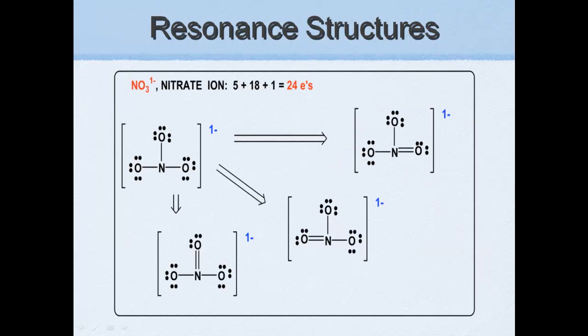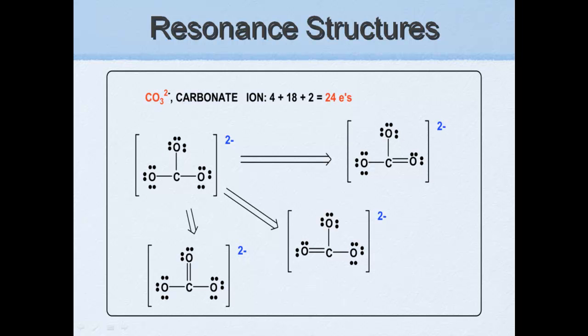The same thing occurs with the nitrate ion. Here with nitrate, it has 3 oxygens, 1, 2, 3. Nitrogen here does not have an octet, so it can have a double bond here, here, or here. So where do we put the double bond? Carbonate falls into the same pattern. 3 oxygens can have a double bond between carbon and oxygen here, between carbon and oxygen here, or carbon and oxygen here. So where does the double bond go?